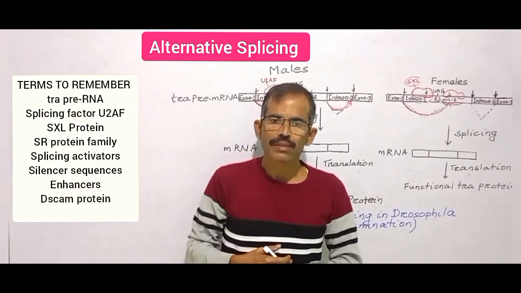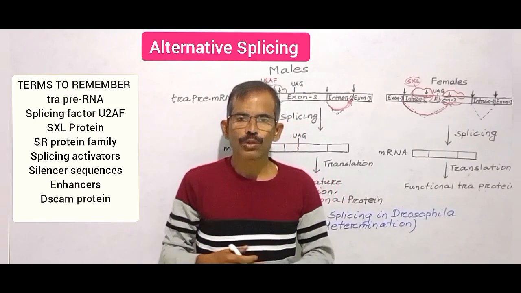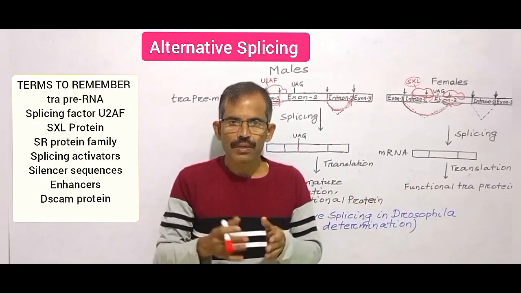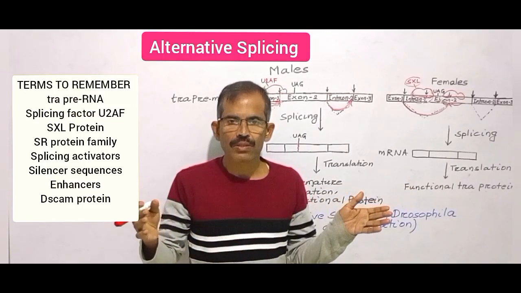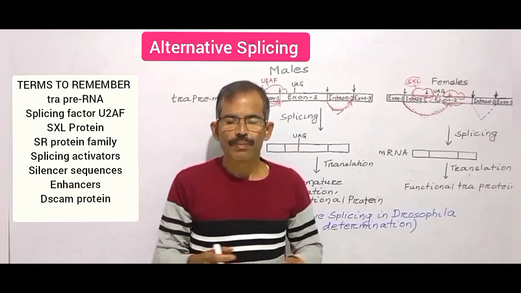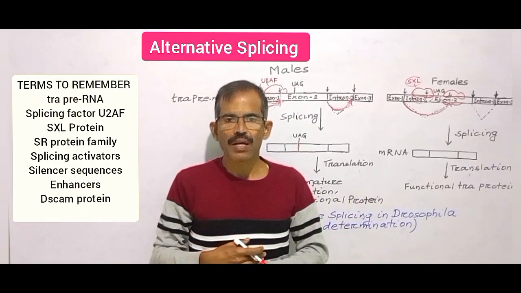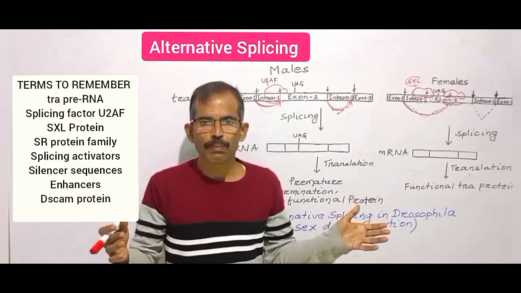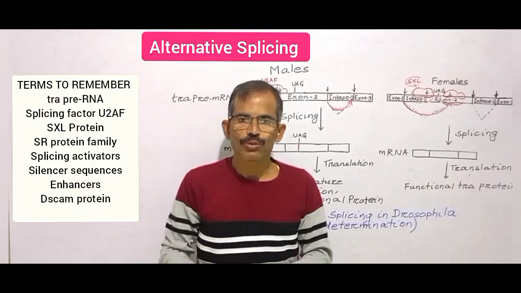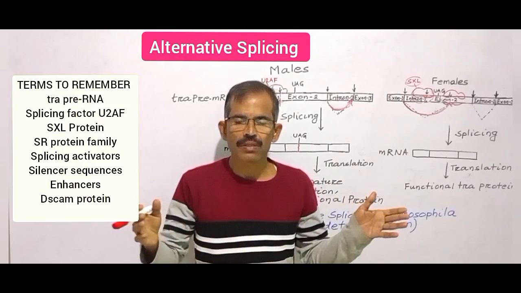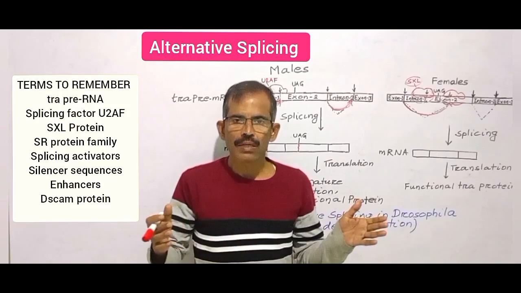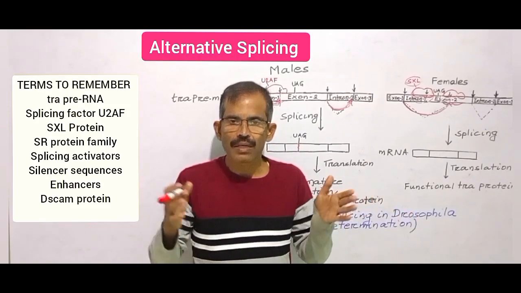In other cases, alternative splicing is also controlled by splicing activators that recruit splicing factors to sites that would otherwise not be recognized. The best studied splicing activators are the members of the SR protein family, which bind to specific enhancer sequences in the pre-mRNA. Multiple mechanisms thus regulate alternative splicing.